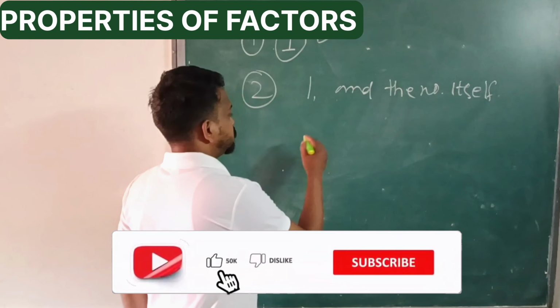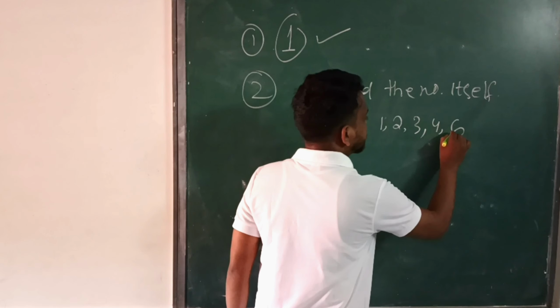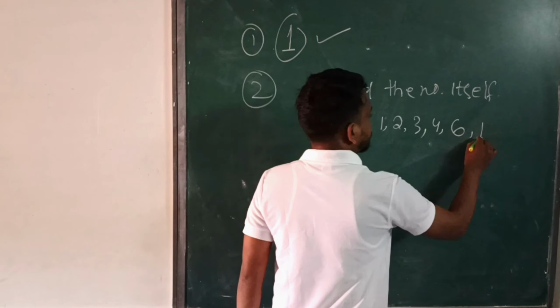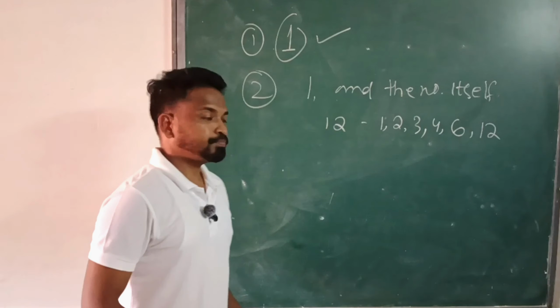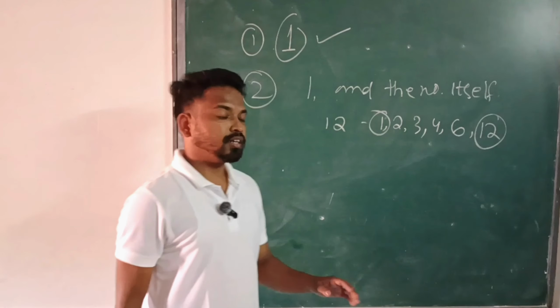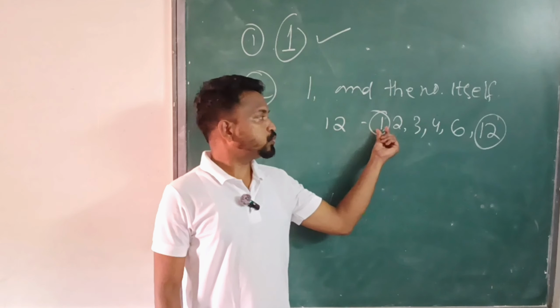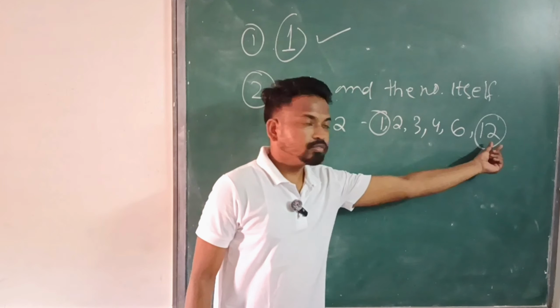Suppose 12, the factors of 12 are what, students? We have 1, 2, 3, 4 and 6. Here 12 is also a factor. 1 is a factor and 12 is a factor. What does it mean? Every natural number has 2 factors, that is 1 and 12.